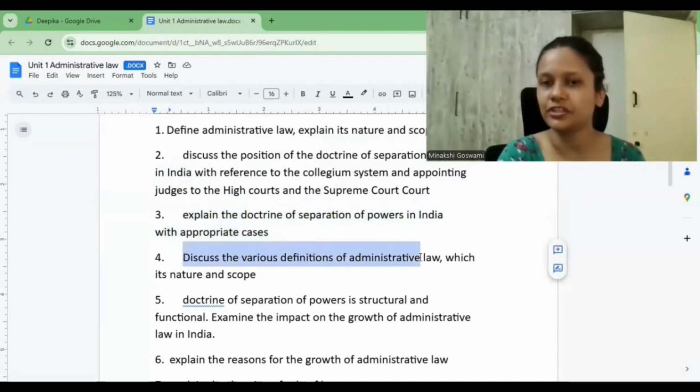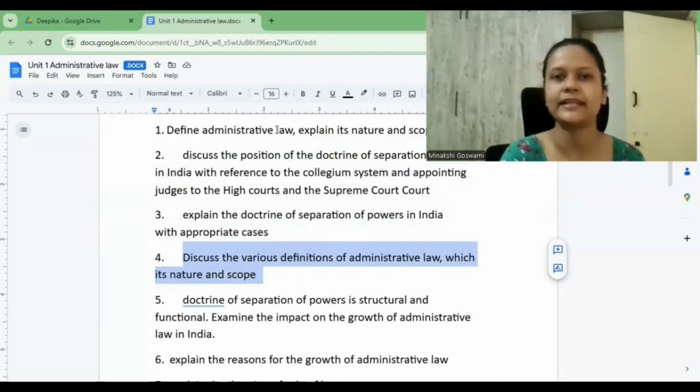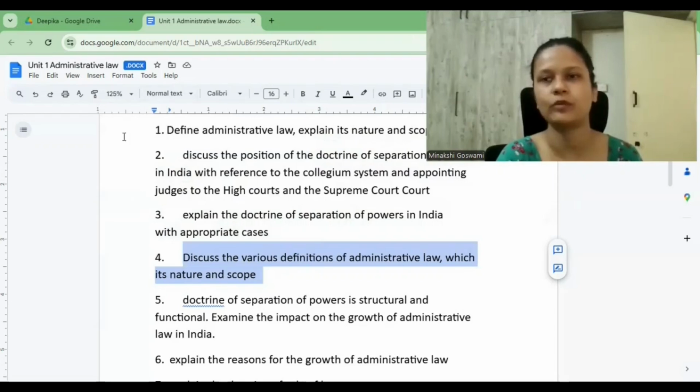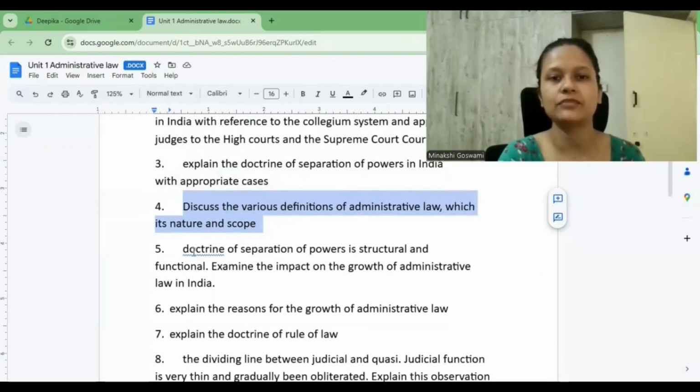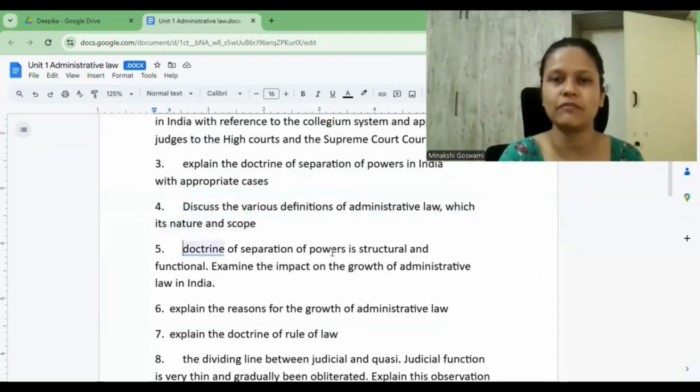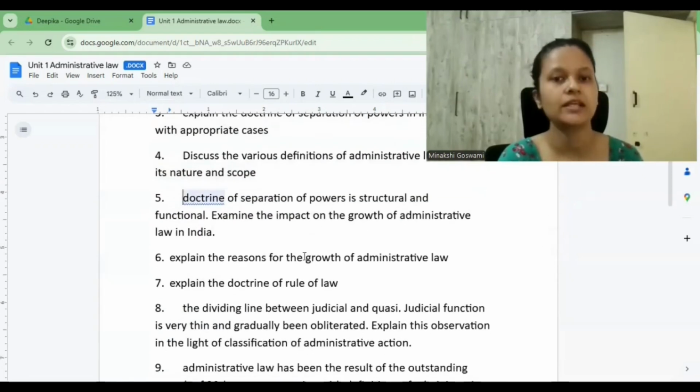Explain the various definitions of administrative law with its nature and scope. So this is something very important. This is similar to question number 1 also: define administrative law, explain its nature and scope. So this is somewhat similar. Next we have: doctrine of separation of power is structural and functional. Examine the impact of it on the growth of administrative law in India.